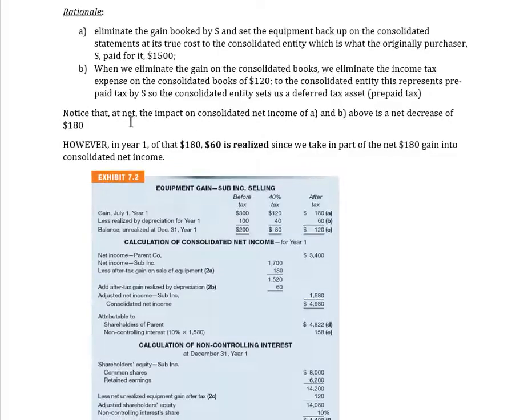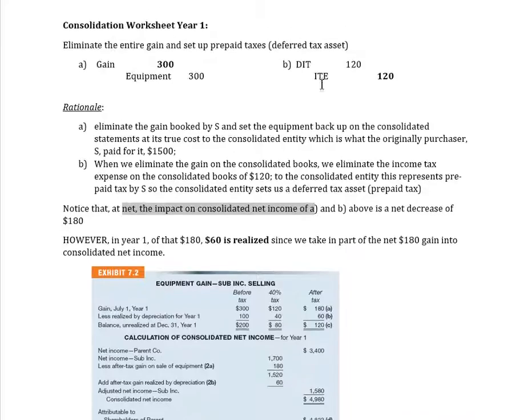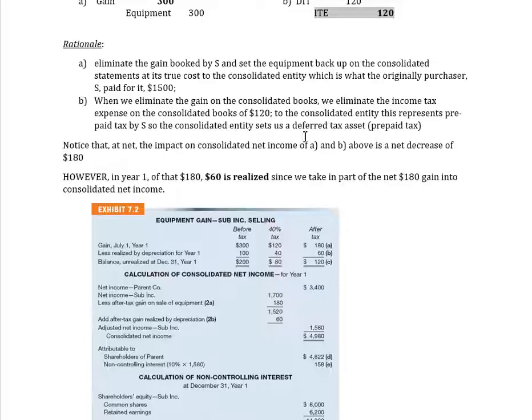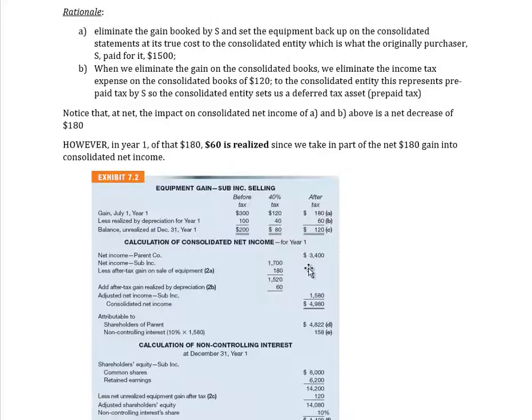So now, I've said here the impact in the consolidated net income calculation from A: look at the income statement accounts, debiting a gain or reducing the gain and removing the income tax effect has the impact of reducing income of the sub just for consolidation purposes. We're not physically going in there and adjusting the sub's income, but just for calculation purposes to make the consolidation figures right, we would be reducing it by $180.